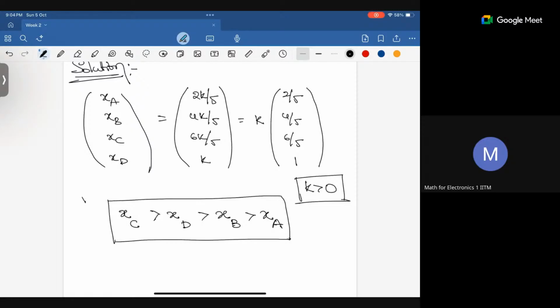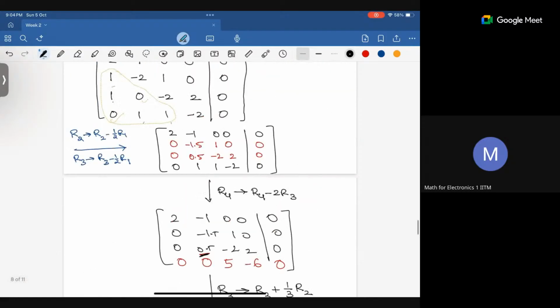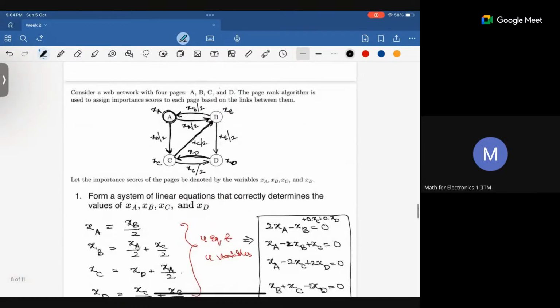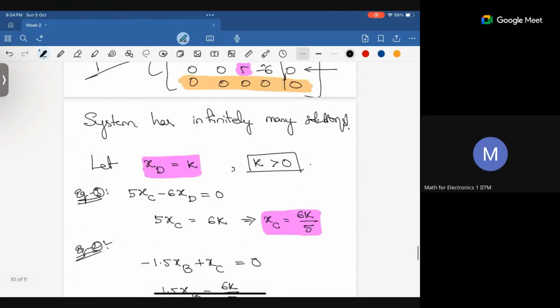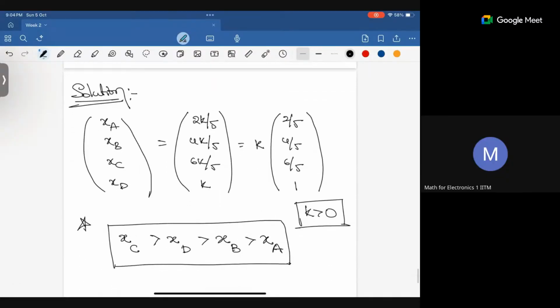So therefore c page pops up first, then d second, b third, and finally a. Okay. All right. So this is one good example where a system of linear equations comes into the picture, and you have to solve the system of linear equations to rank the pages. Any doubts?